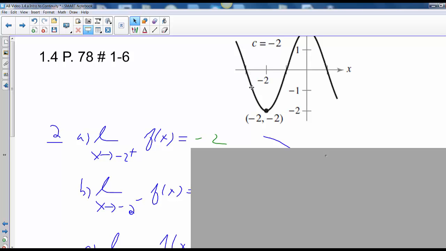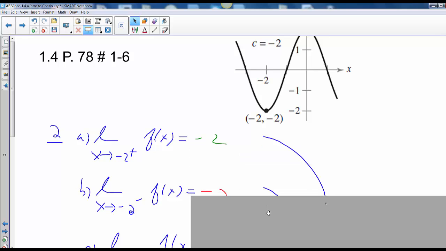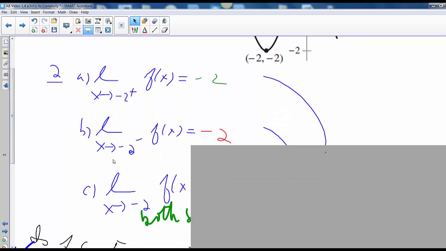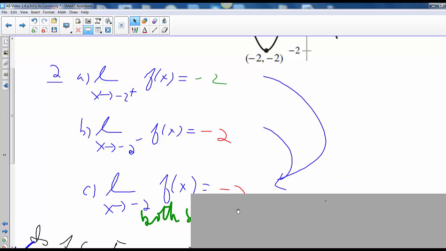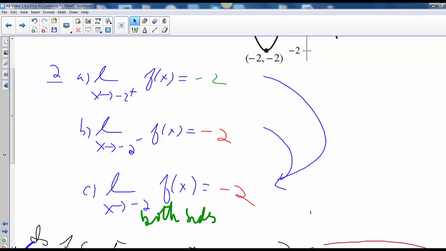If you're a bug on this curve and you're approaching x equals negative 2 from the left side, you will also be approaching a height of negative 2. The decision you make, and this is crucial, the decision you make as to what the limit as x approaches negative 2 from both sides is, don't even bother looking at the graph. You don't need to. As long as the two one-sided limits equal the same number, which in this case they do, then that's what your two-sided limit is. You do not need to look at the actual graph to get that answer.